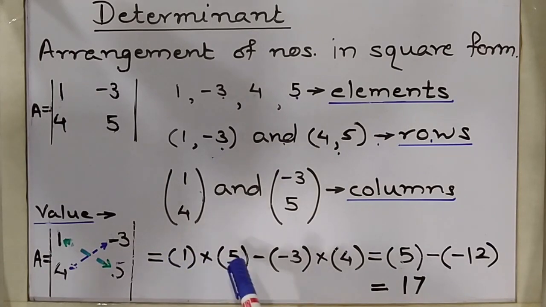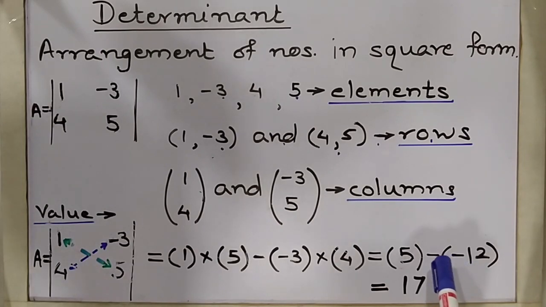Now 1 multiplied by 5 will give you 5, minus sign as it is, and minus 3 multiplied by 4 will give you minus 12. So this becomes 5 minus of minus 12. Minus of minus will become plus. So this becomes 5 plus 12, which is equal to 17.